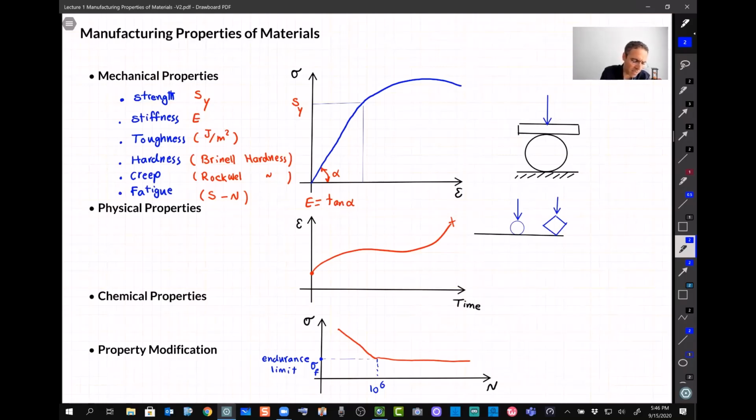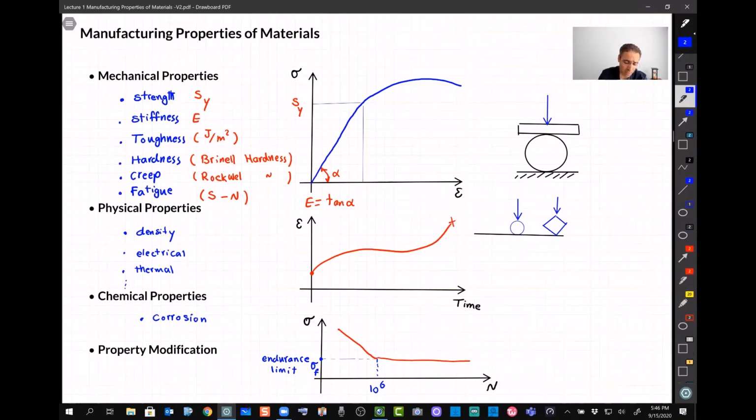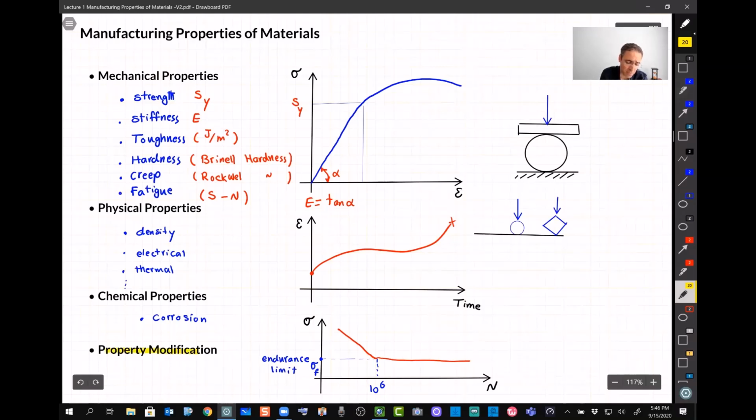Physical properties, again, density, which we usually denote by rho. Density is important for us. The electrical property, the thermal property, these are all important things for us. When we talk about chemical properties, basically the resistance of a material to corrosion, and whether it is possible to modify a material. We call it property modification, or simply heat treatment.